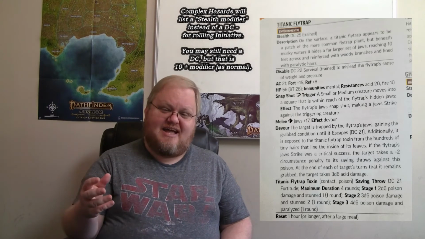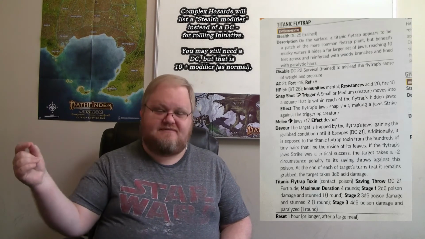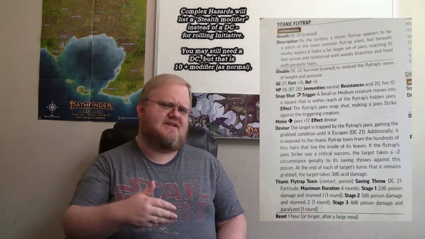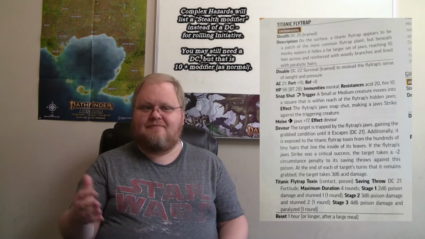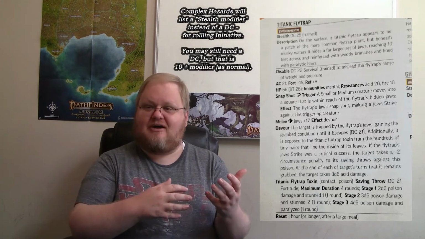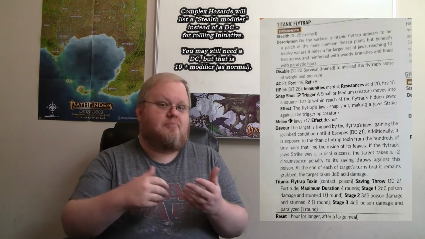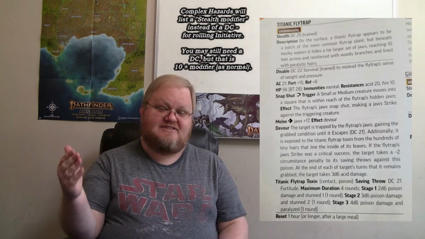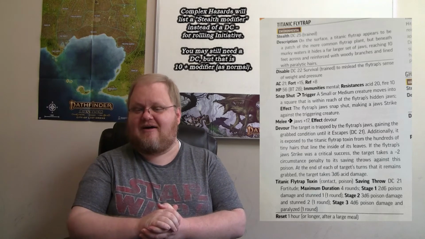If a complex stat block has stealth plus 15, that's the initiative modifier of the trap, but what is the stealth DC of the trap? Well, in Pathfinder 2e, a DC is always the normal modifier of a creature or thing plus 10, so stealth plus 15, if you need that stealth DC, the stealth DC would be 25.